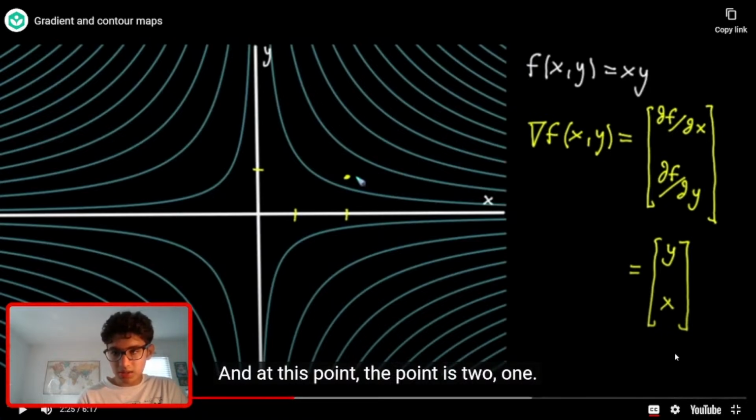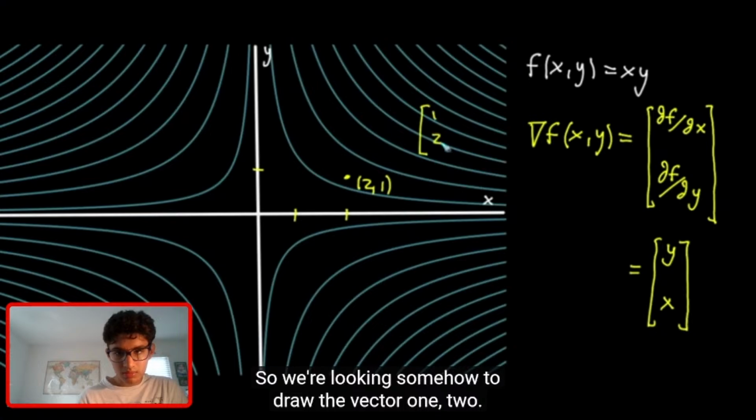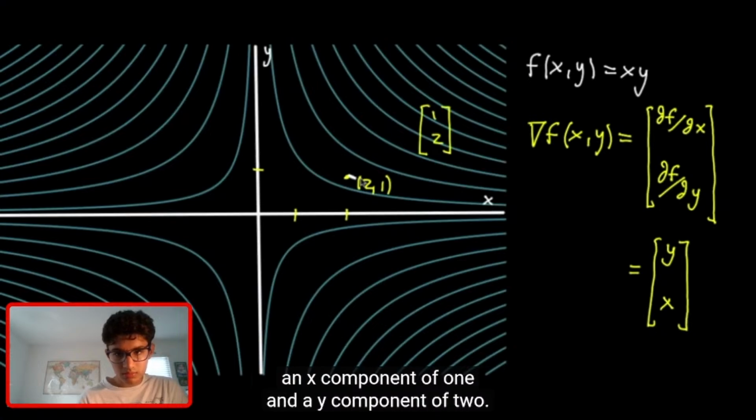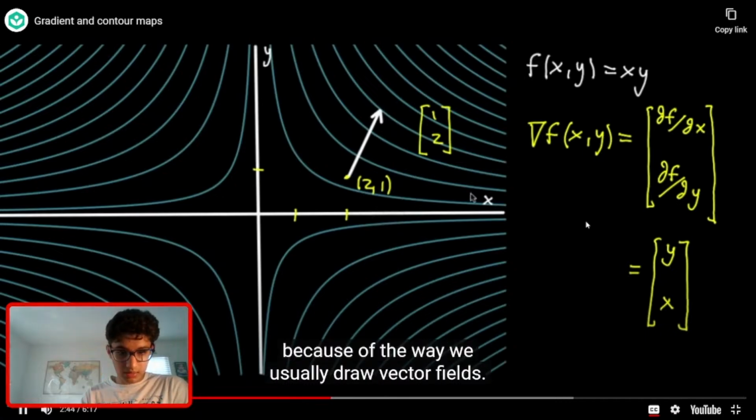So he's taken the gradient here and he's got that there. Let's see what the contour map is. We're looking somehow to draw the vector 1, 2. So you would expect to see the vector that has an x component of 1 and a y component of 2, something like that, but it's probably going to be scaled down. You're putting the gradient vector at each point. So you're passing in a value to f, and then you're spitting out the gradient, because of the way we usually draw vector fields, and the entire field.